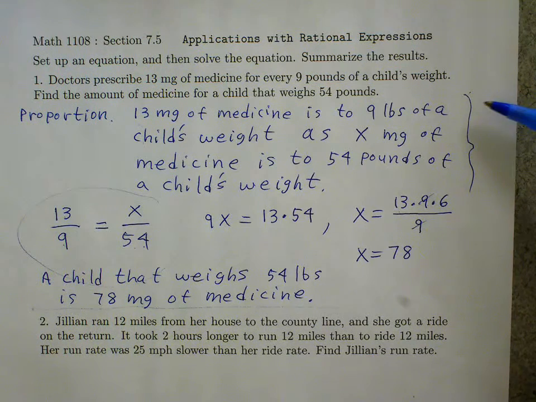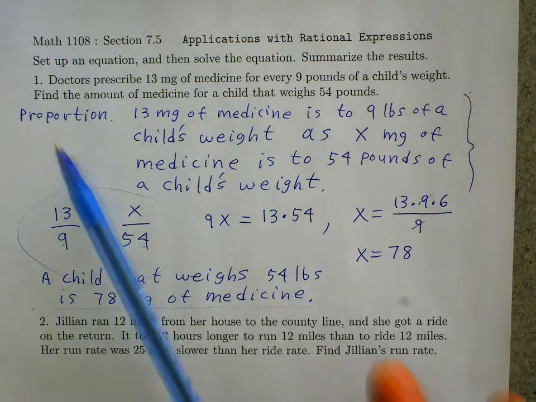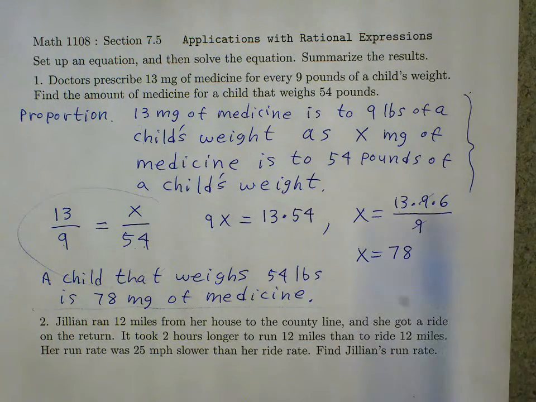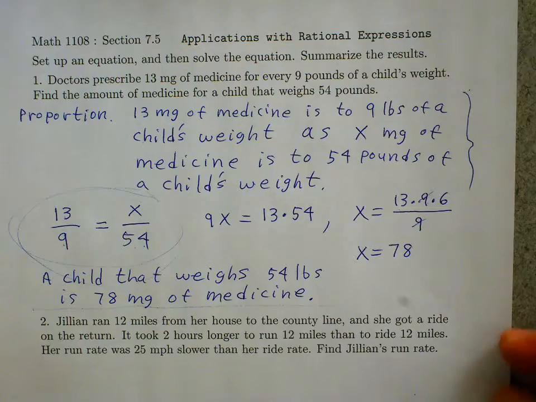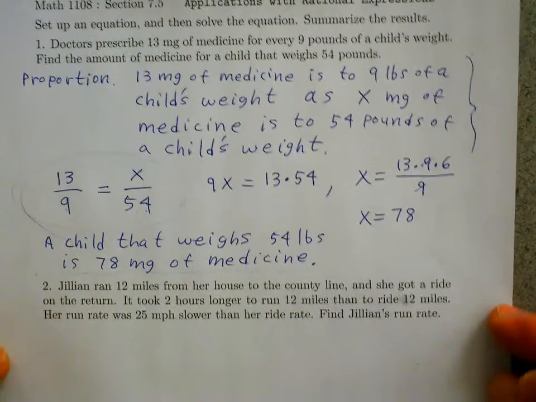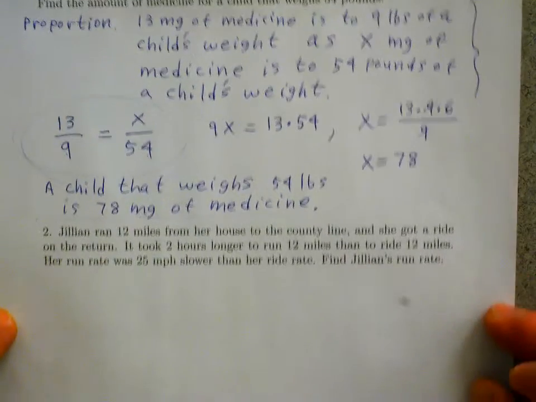So proportions, as I mentioned, are fairly easy to solve. You have one quantity is to another as the same sort of quantity is to the same sort of the other, and then you can write the proportion as an equation. Okay, the next problem will maybe be a little bit more challenging.